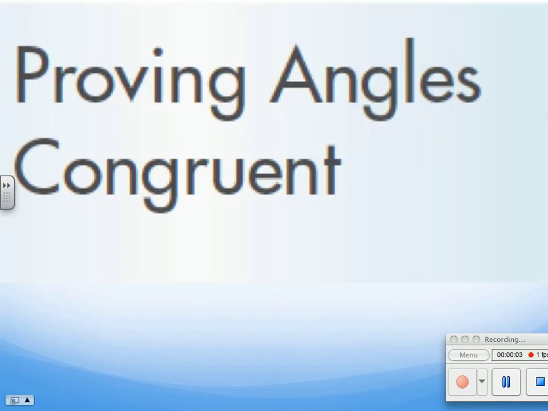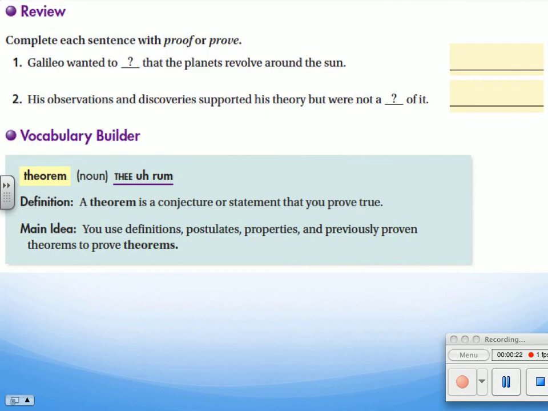All right, this weekend's lesson is on proving angles congruent. It's the last section of chapter 2. We're going to actually start using some theorems, and once we come up with a theorem, we have to prove that theorem to be true before we can use it in the future for other proofs that we do. We're going to begin with a review like we always do.